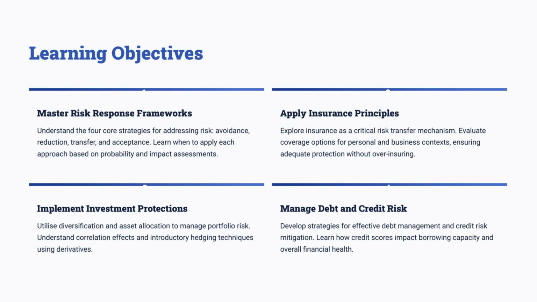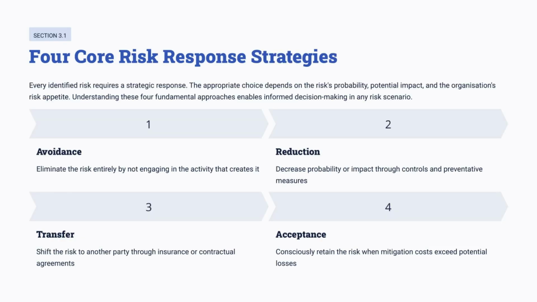Mastering risk response frameworks involves understanding avoidance, reduction, transfer, and acceptance strategies. Each approach is applied based on risk probability and impact. Insurance serves as a key risk transfer tool, requiring evaluation of coverage options. Investment protections through diversification and asset allocation manage portfolio risk, while effective debt management and credit risk mitigation enhance financial health. Every risk demands a strategic response, tailored to its probability, impact, and the organization's risk appetite.